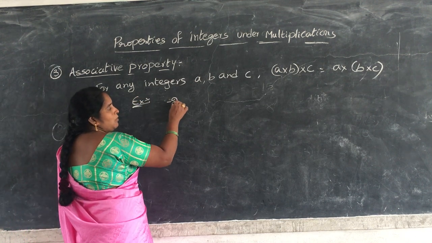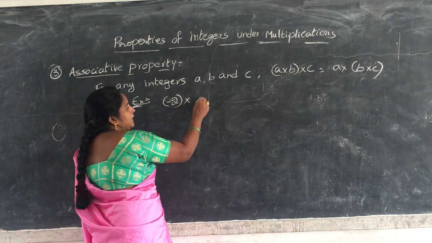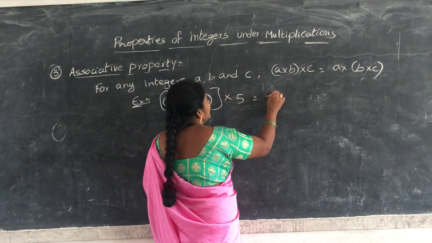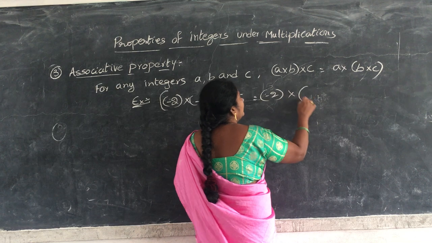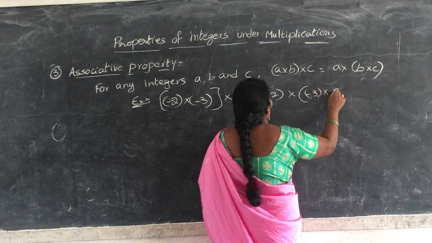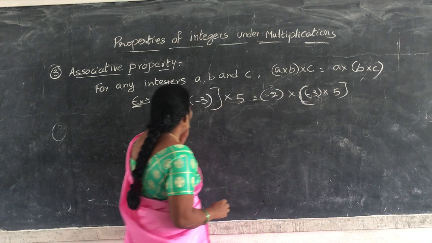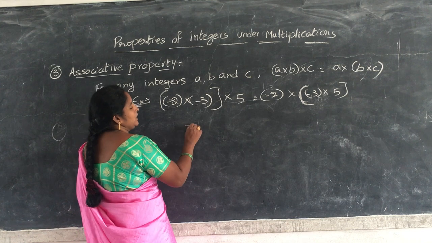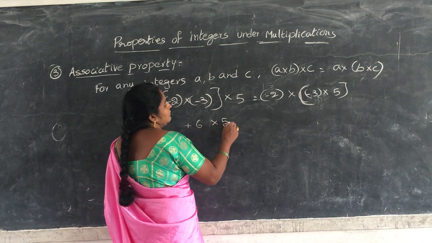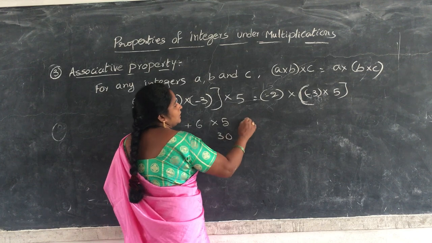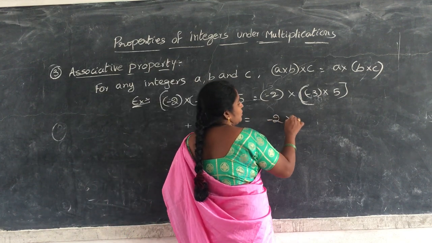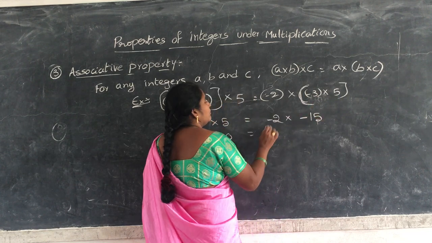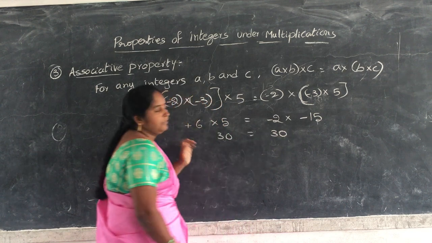Example: minus 2 into minus 3, into 4. Second: minus 2 into minus 3 into 4. How to do it? First, minus 2 into minus 3 is plus 6. 6 into 4 means 24. Next, minus 3 into 4 is minus 12, and minus 2 into minus 12 is plus 24. So you get the same answer.